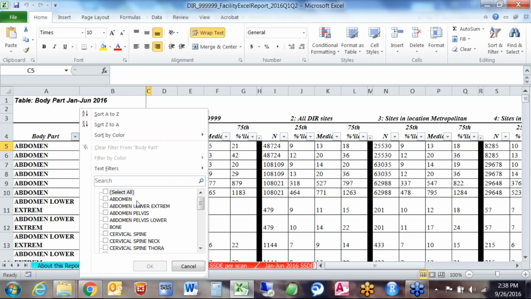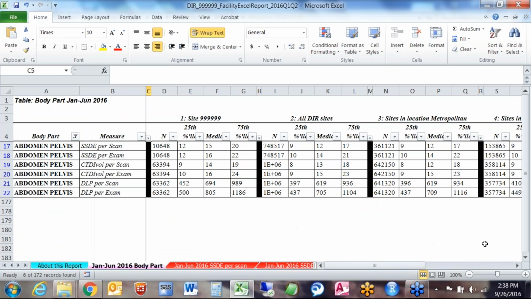I want to see how my facility is doing in all of the abdomen pelvis exams. So I can select just the abdomen pelvis exam. And you can see that for all the abdomen pelvis exams, my dose indices are organized by per scan and per exam: SSD per scan per exam, CTDI vol per scan per exam, and DLP per scan per exam. I can see how my numbers compare to all DIR sites.